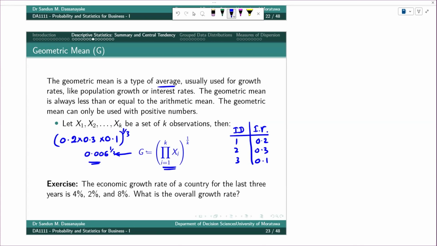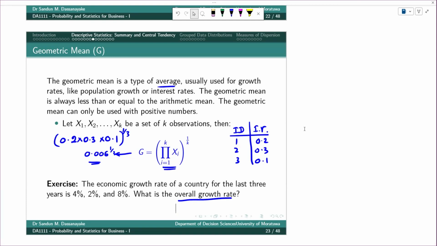Try to do this question. The economic growth rate of a country for the last 3 years is this. What is the overall growth rate? Can you do this? I got 2 answers: one is 4 and one is 4%. The correct answer is actually 4%.